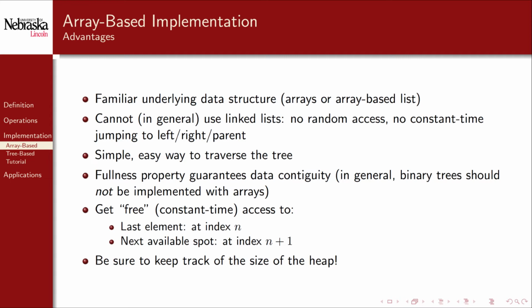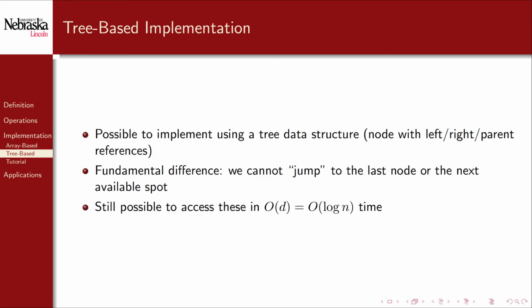Though an array-based implementation is generally preferred, it is possible to use a tree-based implementation using tree nodes and a root reference. The issue is that without random access, we don't have free, constant time access to the last node or the next available spot. It is still possible, however, to find these two positions in the heap without impacting the performance of the two operations. Specifically, we can find the positions in order log n, matching the complexity of the Heapify processes.